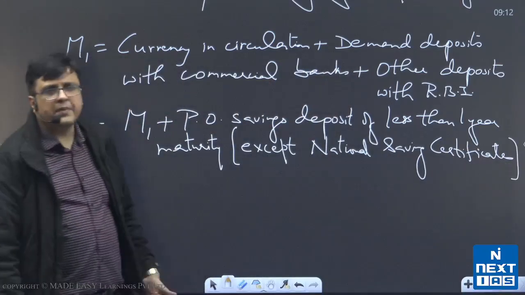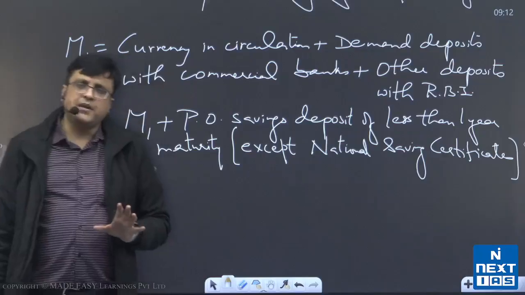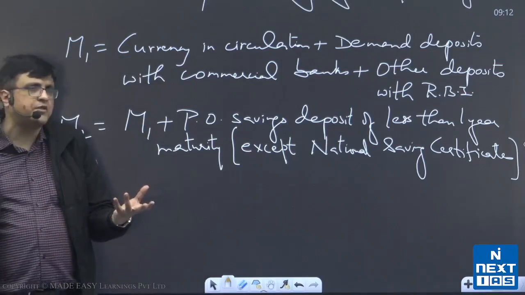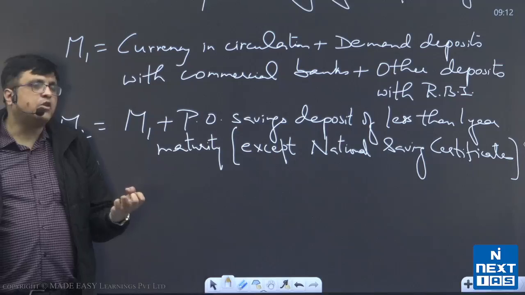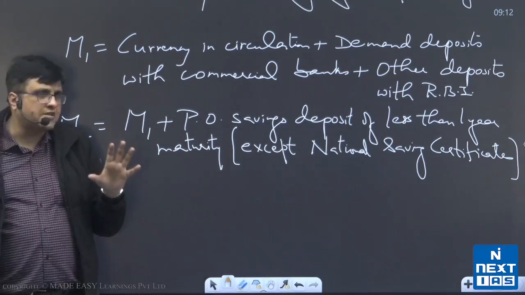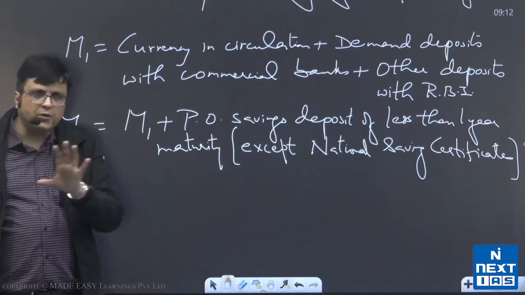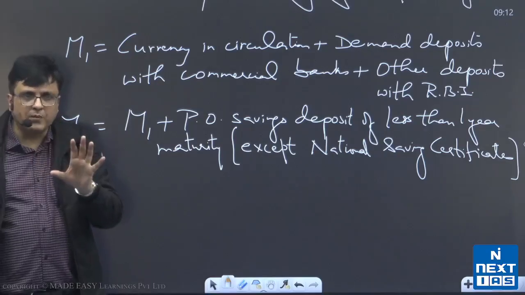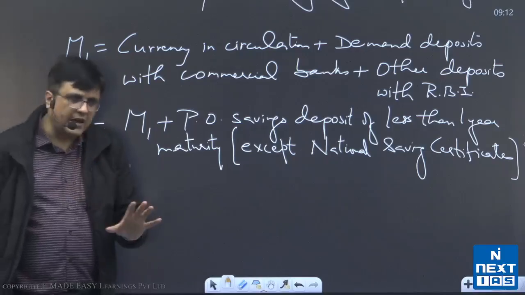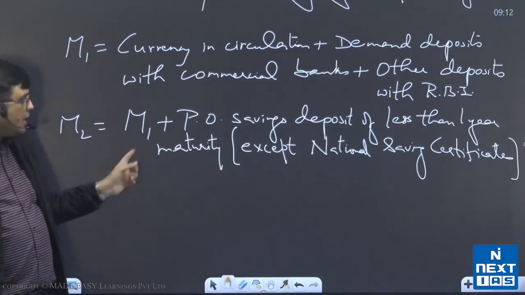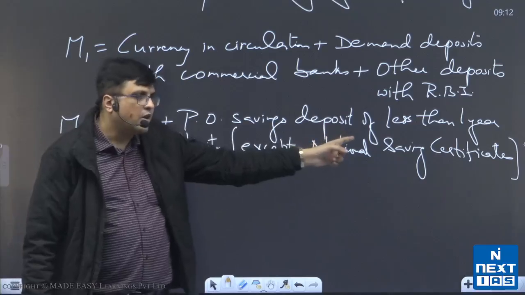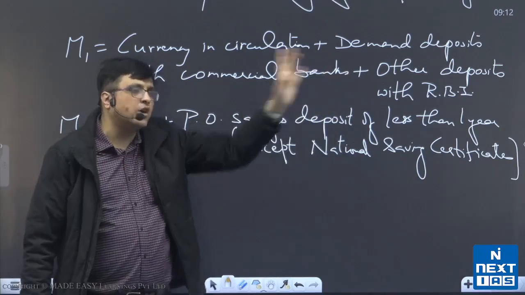After independence, we did not have huge banking done by the government. We did not have those facilities, but we wanted to mobilize savings. So we allowed the post offices to take deposits from people. All right, people could deposit their money with the post offices. So then we counted M2 as M1 plus post office savings deposit of less than 1 year maturity.